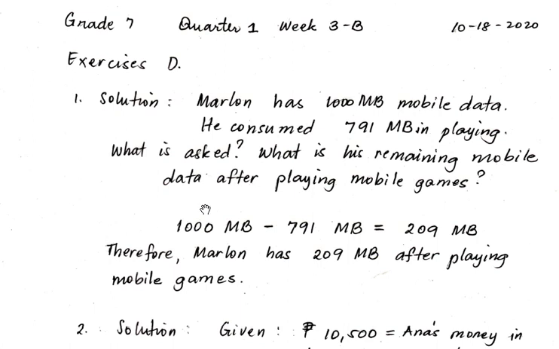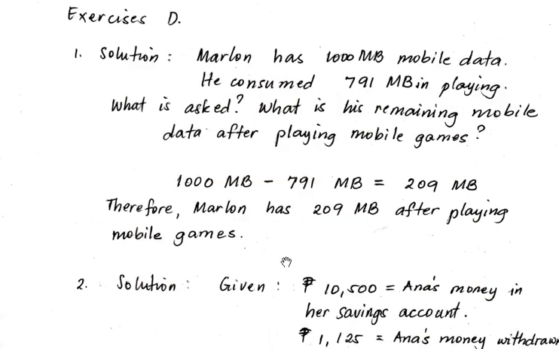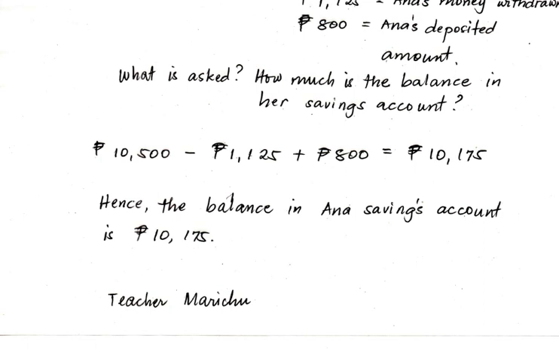So, our procedure is that we have 1,000 MB. We subtract because consumption meaning subtraction. So he used this already, negative 791 MB. So what is left is 209 MB. Therefore, Marlon has 209 MB after playing mobile games. Problem number 2.